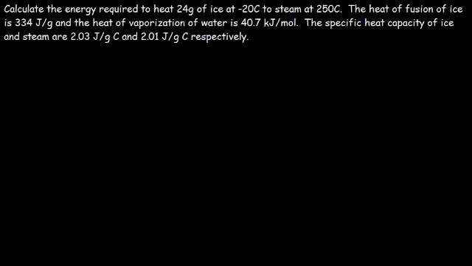So here's the last question for today. Calculate the energy required to heat 24 grams of ice at negative 20 degrees Celsius to steam at 250 degrees Celsius. And we have everything we need. We have the heat of fusion, the heat of vaporization, the specific heat capacity for ice and water, and also the specific heat capacity for steam as well. So how can we solve this problem? Well, first, let's draw the heating curve of water.